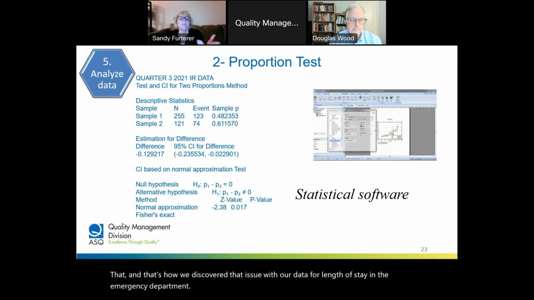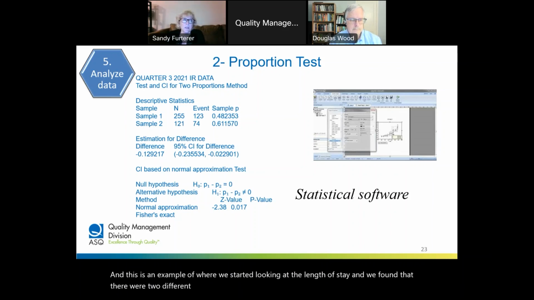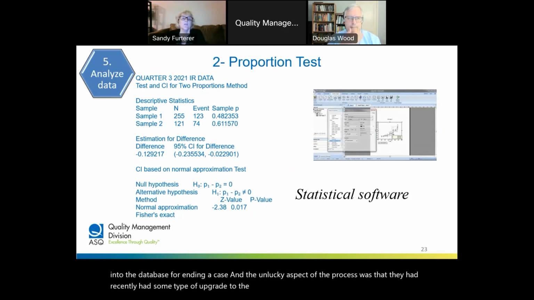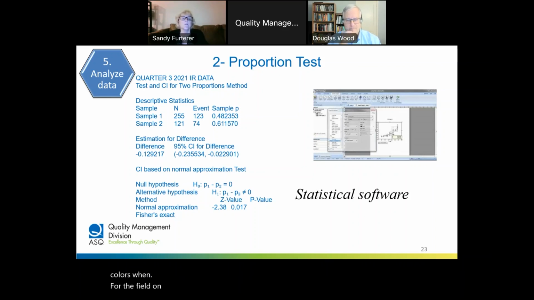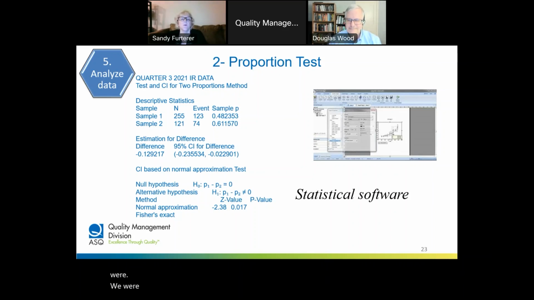And this is an example of where we started looking at the length of stay, and we found that there were two different fields for starting a case and two different fields that could be entered into the database for ending a case. And the unlucky aspect of the process was that they had recently had some type of upgrade to the software, and usually the screen changed colors or the field on the screen changed colors when somebody had already entered that field, and somehow that got lost when they did a software upgrade. So we were going back in time. We were finishing a case before we started it sometimes.